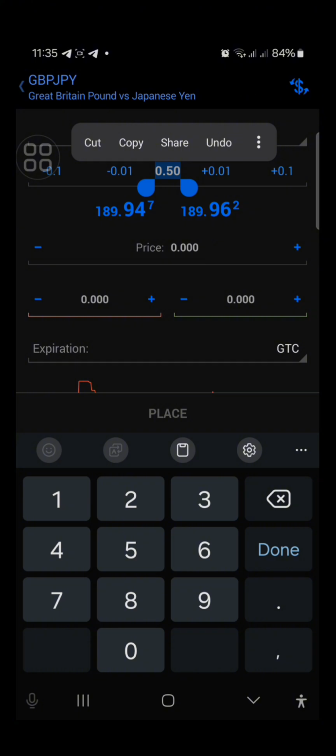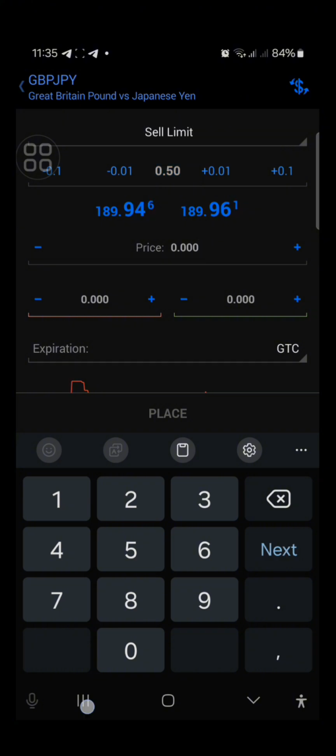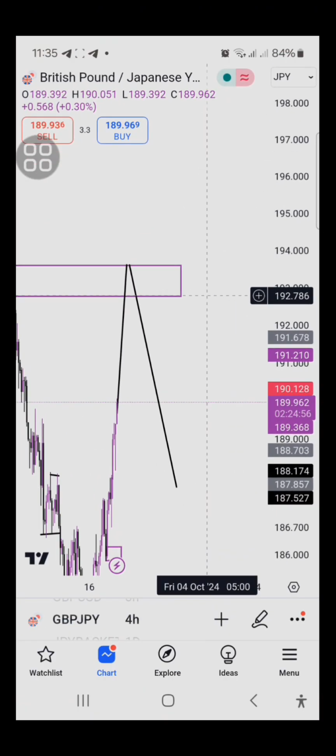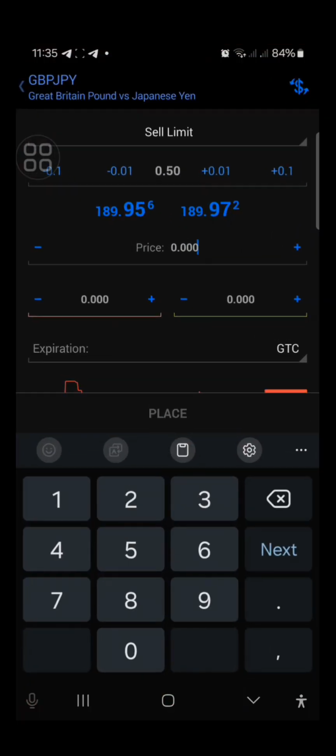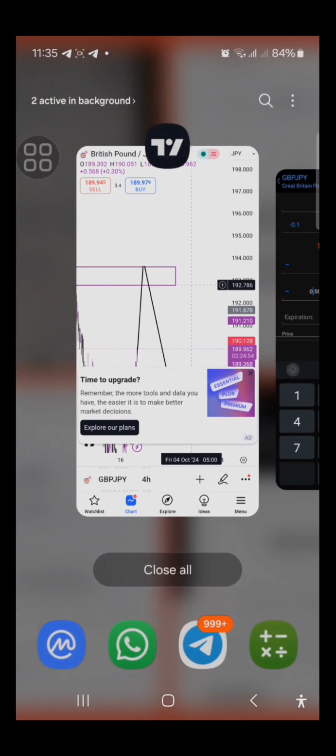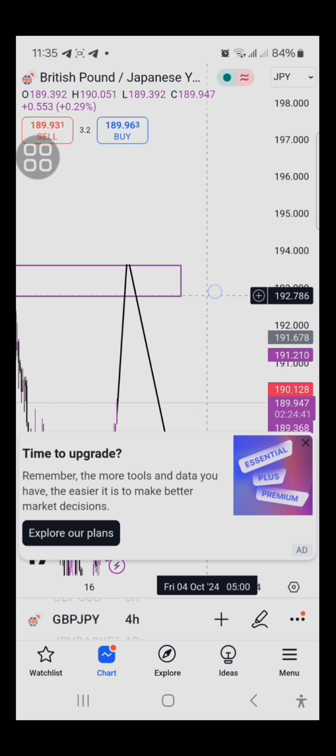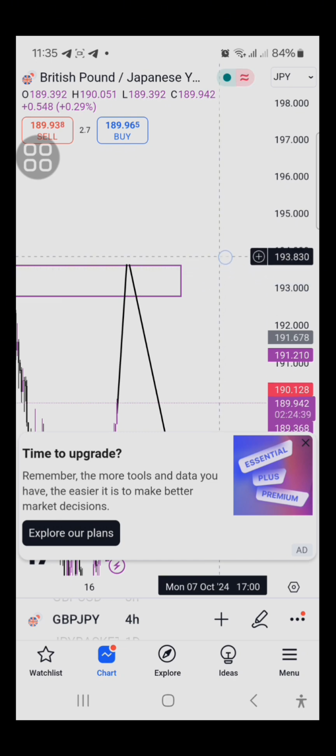Okay, and then of course you change your position size, and then the price you want the market to pick you at is 192.786, right? And then your stop loss, please do not forget to put in your stop loss, because of course you will not be in the market, so you would not be paying attention to when price goes against you. If it will go against you, you would not be there.